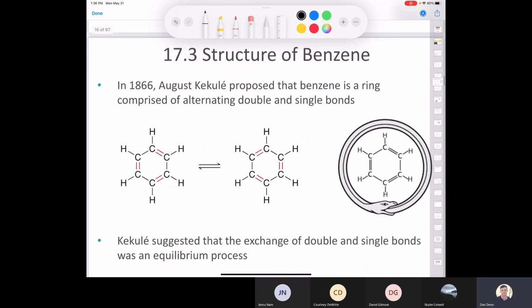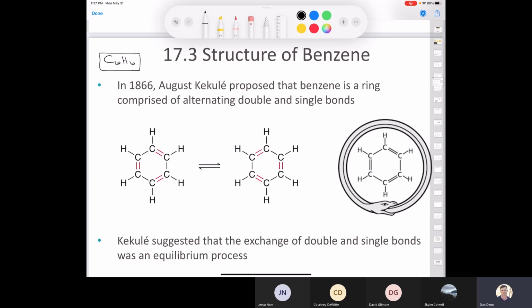Section 17.3 deals with the structure of benzene. I mean, how many times have you seen this structure in organic chemistry? Well, what's interesting about the structure of benzene is that chemists knew the molecular formula for a long time. They knew that it was C6H6. However, they did not know the structure. And if you look up the history of benzene, and I'm not going to go over the history lesson right now, there are some very interesting molecules that were proposed for the structure of benzene.